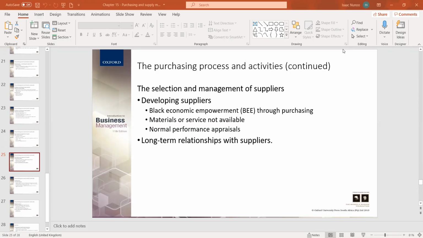We can also talk about materials or services not available. Because of materials and services not being available, what you can do is go into contract with certain companies who supply, so that you have the ability to get the materials you need in terms of supply needs. You can also talk about the normal performance appraisal. Here we're saying that it can contribute to the development of suppliers by identifying their weaknesses and encouraging them to perform better. So this is an important factor in establishing successful long-term ties with suppliers.